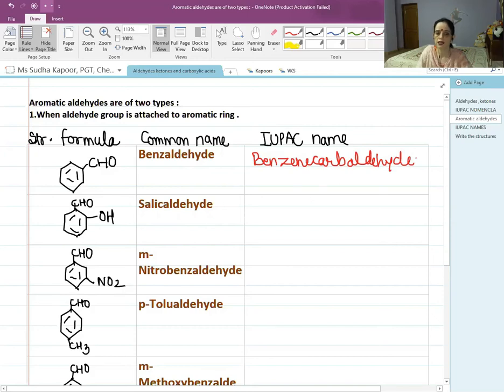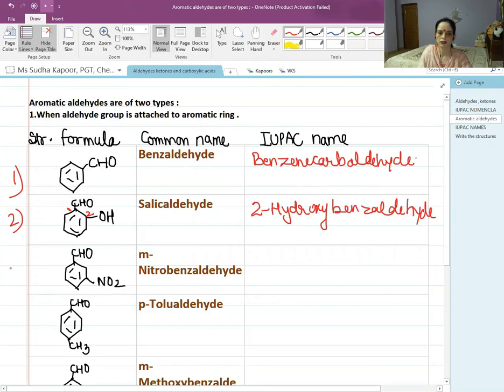In the second example, there are CHO as well as OH. So which is going to get the preference? The CHO is going to get the preference and the OH is going to get the second place. So we are going to write it as 2-hydroxy benzaldehyde.